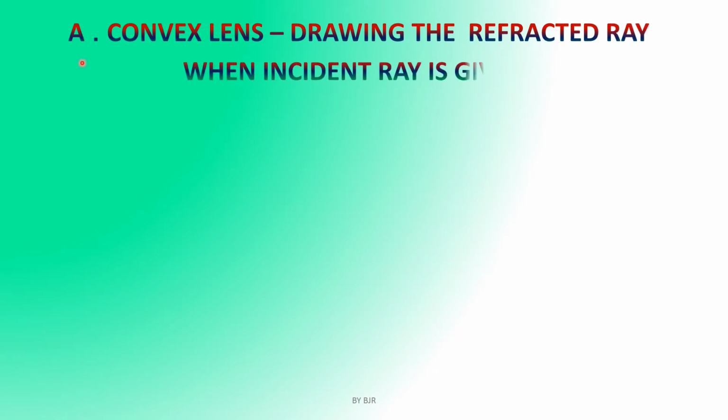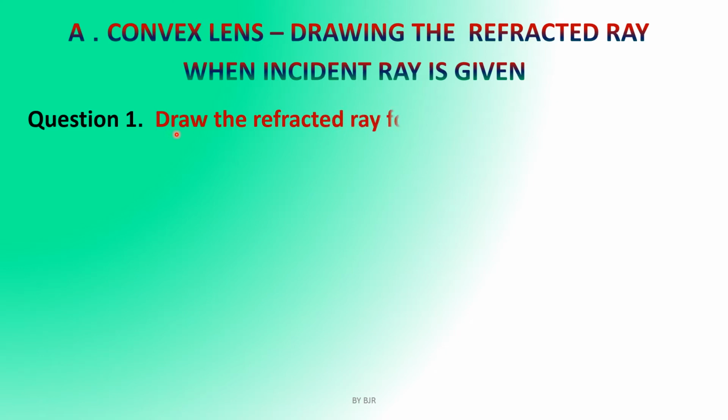So first I am taking convex lens. Convex lens, drawing the refracted ray when incident ray is given. Question number 1. Draw the refracted ray for the given incident ray.